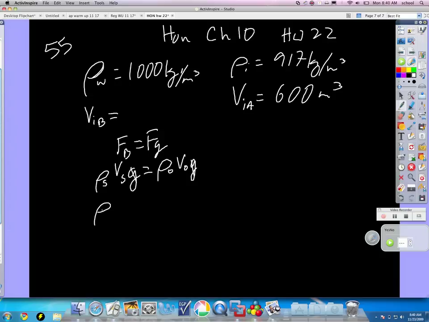And I know I'm doing this over, but I just want people to be able to go through it. That cancels. And so we get the density of the submerged liquid times the submerged volume, and this is the submerged height. The density of the object times the total height of the object. So this ratio should take care of it.